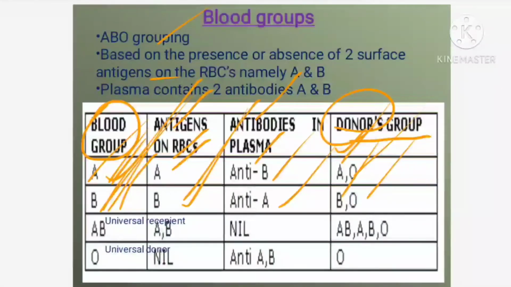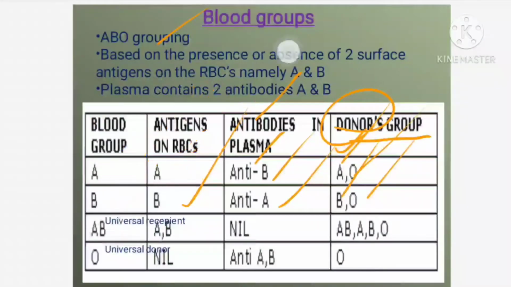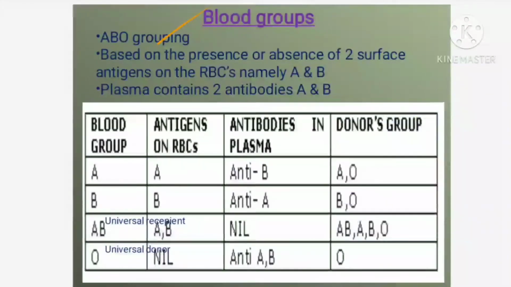Now, the third blood group is AB. This AB has both antigens on the RBC: A antigen is present, and B antigen is also present. That's why the blood group is AB. Now, the antibodies in the plasma: they do not contain any antibodies. So, who can donate blood to this AB?